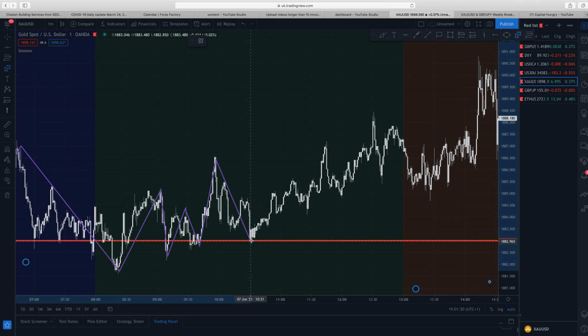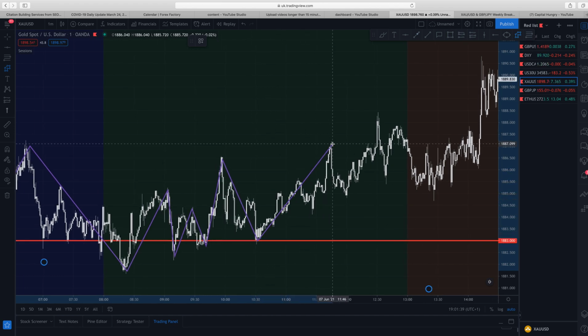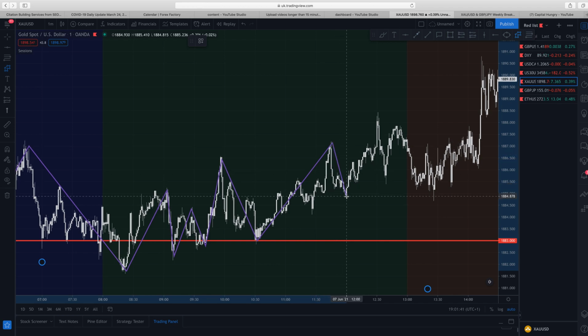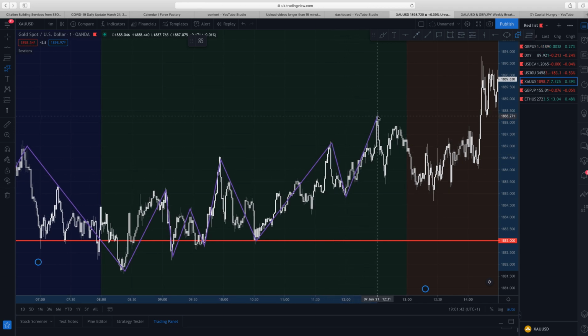Closures above the key level. Signs of exhaustion, and then off we go. Higher high again, higher lows, higher highs.